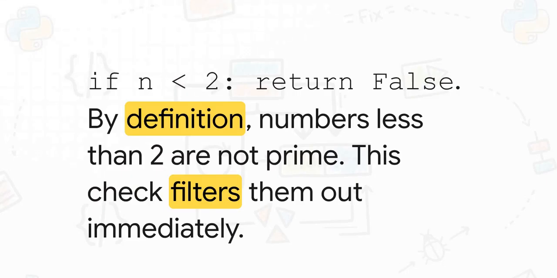First, let's just handle the easy stuff, right? The edge cases. By definition, any number that's less than 2 just can't be prime. So this simple if statement gets them out of the way immediately. It's a quick win that saves us a ton of unnecessary work down the line.